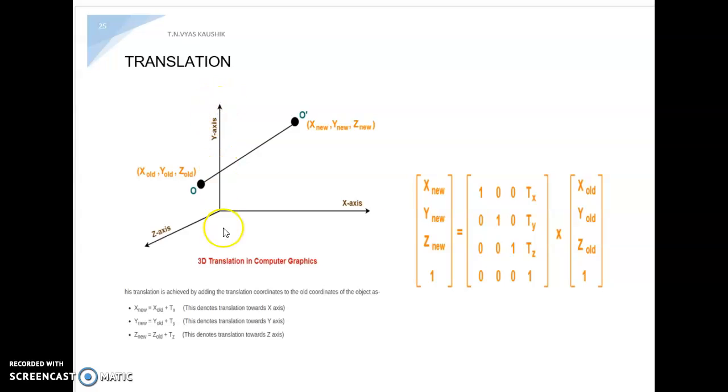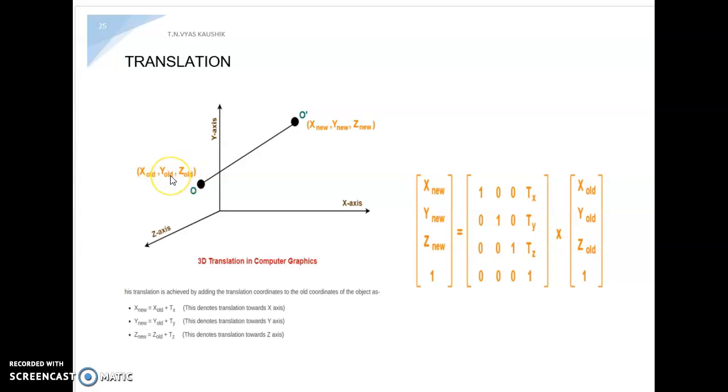Now consider this x, y and z axis and a point in space. Why I am saying in space is that in 3-dimensional geometry a point will be in space, but in 2-dimensional geometry a point will be on the plane, so either it will be in the xy plane or yz plane or zx plane. So consider a point in space with coordinates x old, y old and z old.